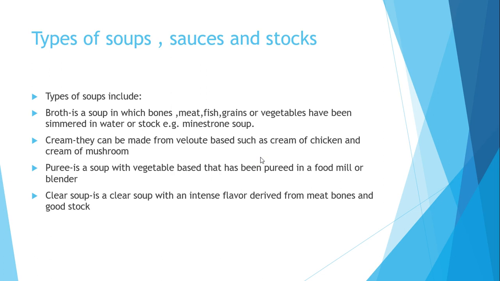They can be made from velouté base, such as cream of chicken, cream of tomato soup, cream of potato soup, cream of mushroom soup, and cream of green pea soup. So we have a number of soups that you can make using cream. Then we also have puree-based soup. It's a vegetable-based soup that has been pureed in a food mill or blender. Then we have clear soup. An example of clear soup is consommé soup. It's a soup with an intense flavor derived from meat, bones, and good stock.